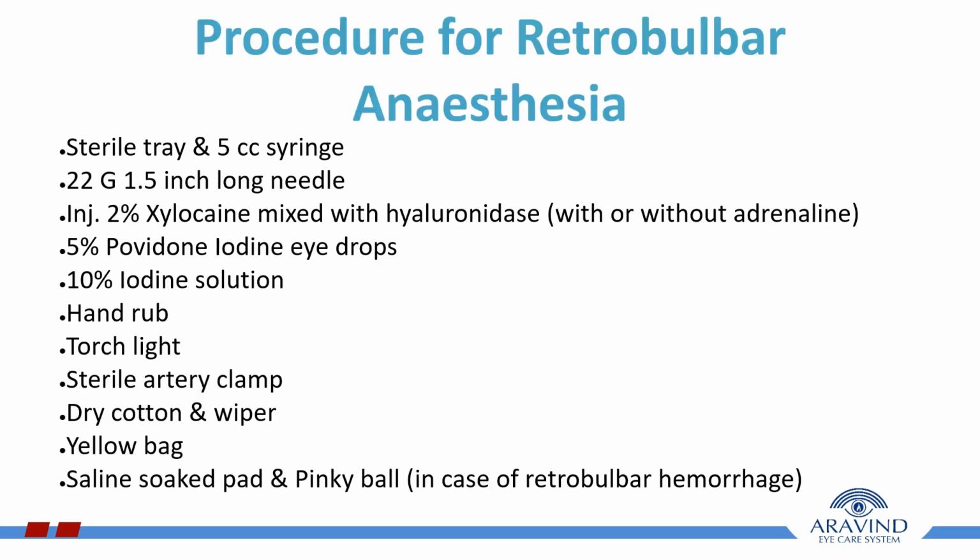Procedure for retrobulbar anesthesia. Sterile tray and 5 cc syringe, 22 gauge 1.5-inch long needle, injection 2% xylocaine mixed with hyaluronidase, 5% povidone iodine eye drops, 10% iodine solution, hand rub, torchlight, sterile artery clamp, dry cotton and wiper, yellow bag, and saline soaked pad and pinky ball.